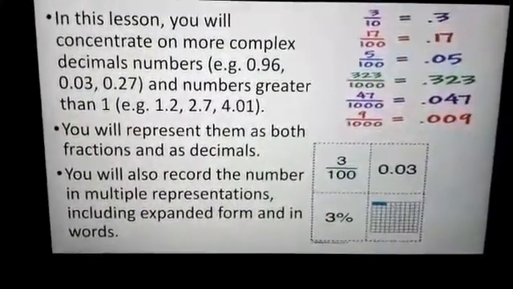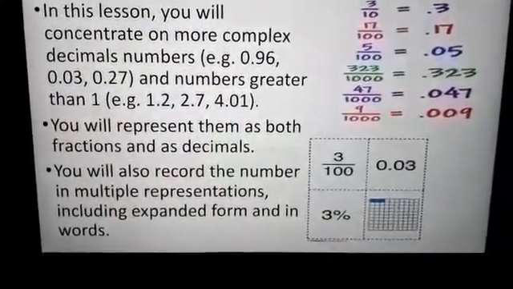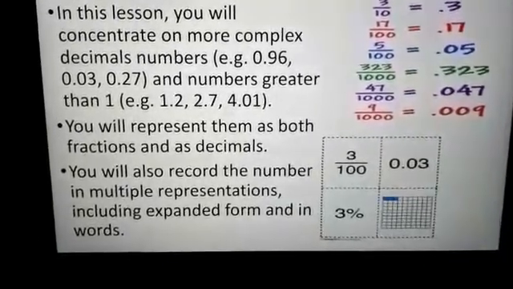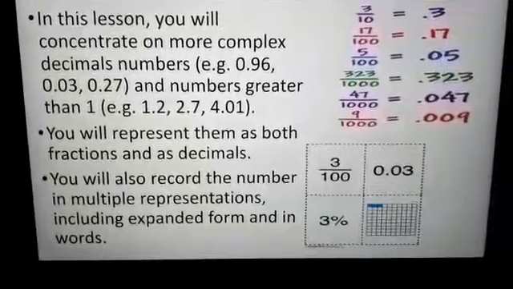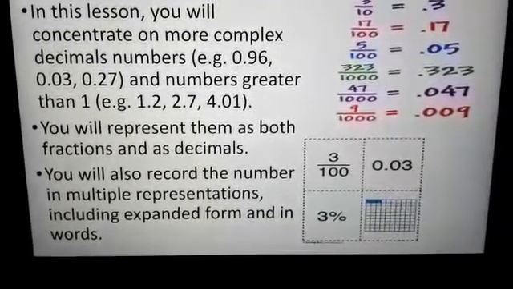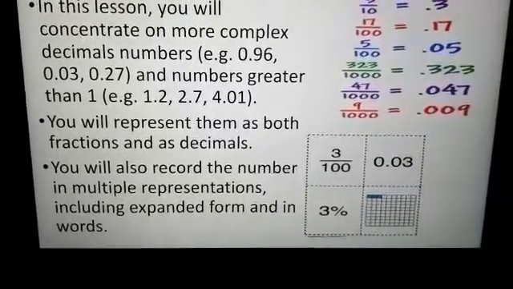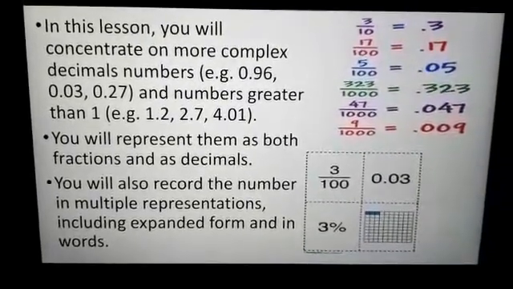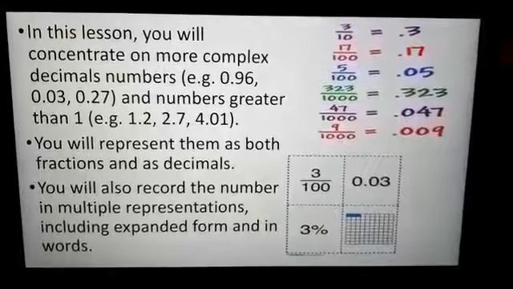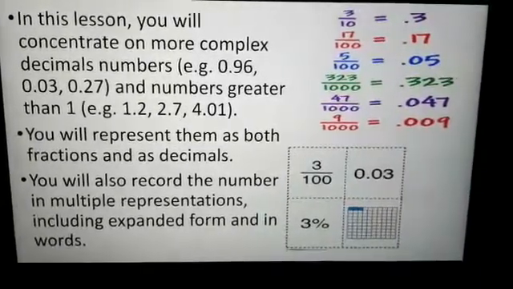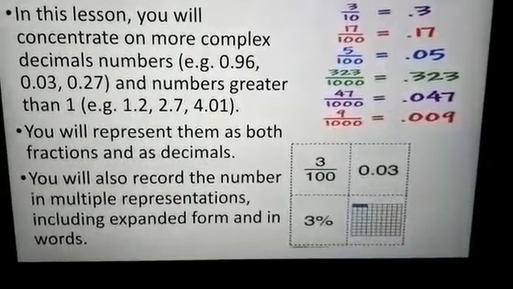Now in this lesson, we're going to be looking at more complex numbers. Numbers like 0.96 and 0.03, and also numbers that are bigger than 1. You'll be able to represent them both as a decimal and as a fraction. So you should be able to look at the number and say what the number is as a decimal. You should also be able to say what the number is if you were to convert it into a fraction. And you should be able to write the number in words.